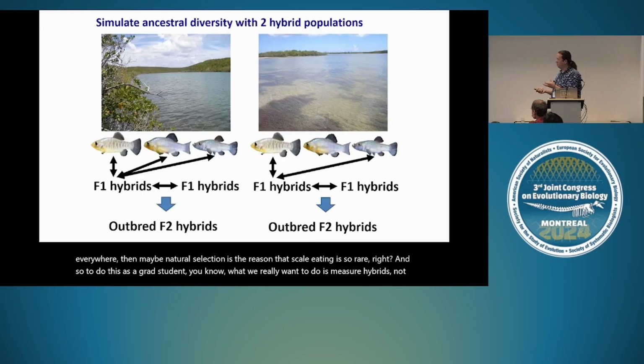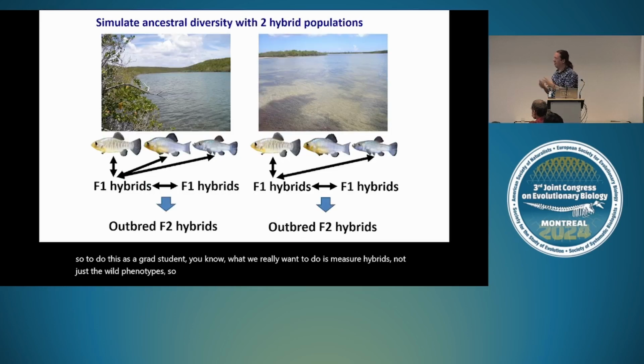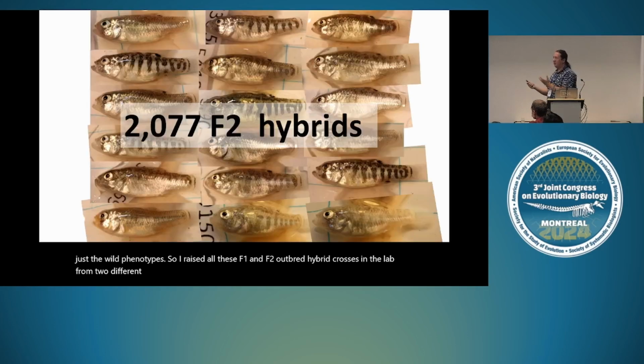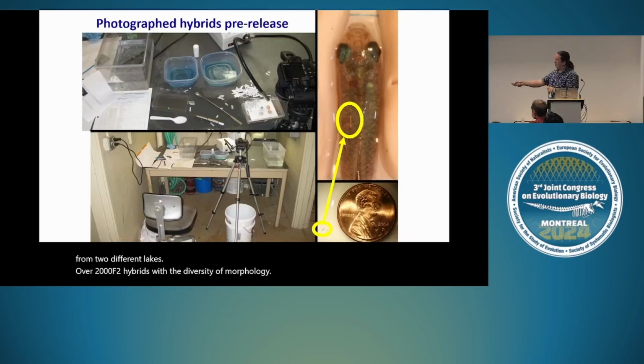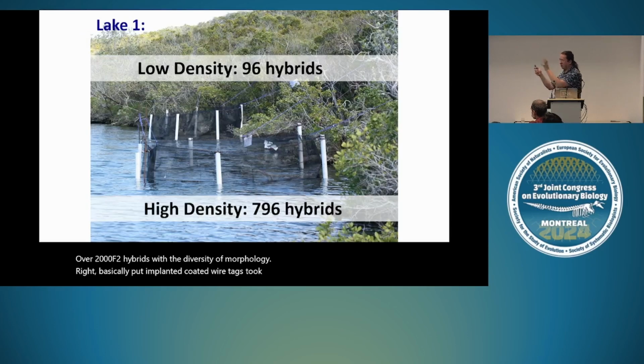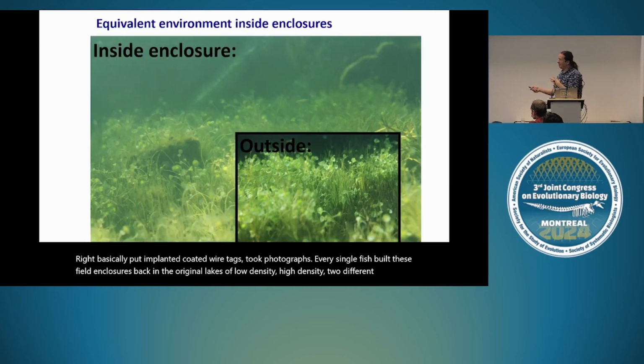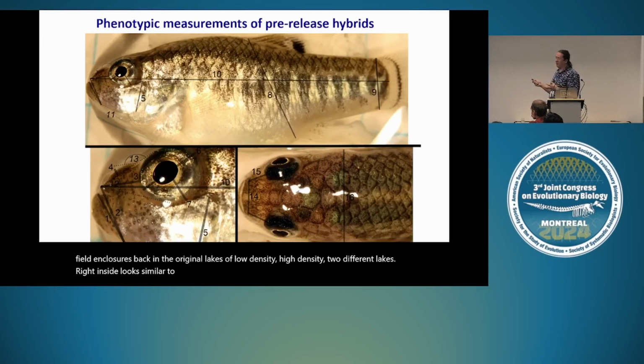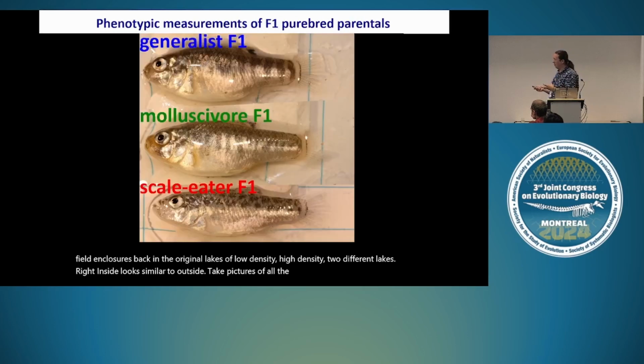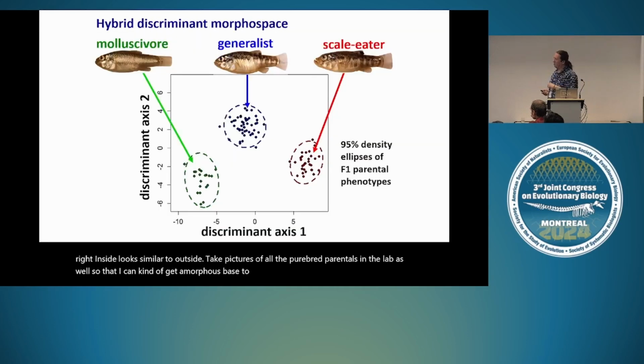So I raised all these F1 and F2 outbred hybrid crosses in the lab from 2 different lakes, over 2,000 F2 hybrids with a diversity of morphologies, right? Basically, I implanted coded wire tags, took photographs of every single fish, and built these field enclosures back in the original lakes, of low density and high density, in 2 different lakes, right? Inside looks similar to outside. I also took pictures of all the purebred parentals in the lab, so that I can get a morphospace to anchor what those hybrids are looking like, right?